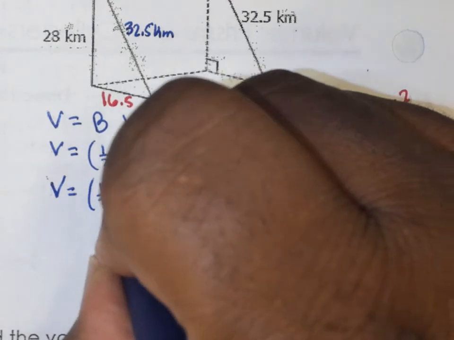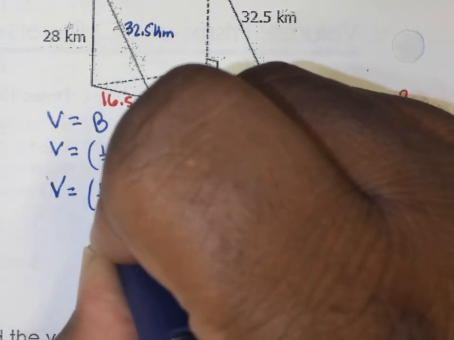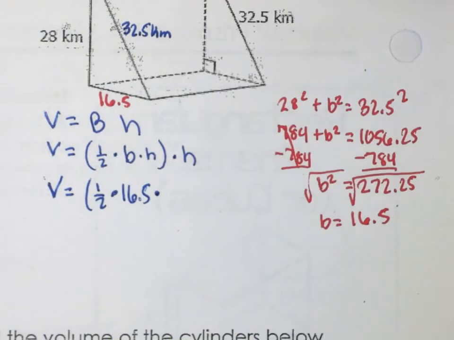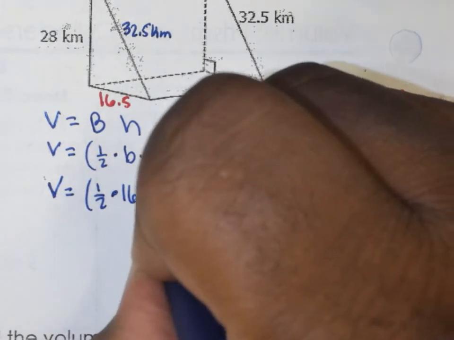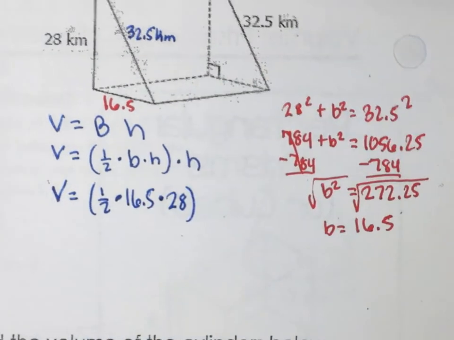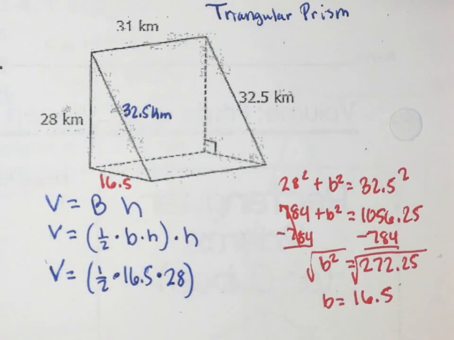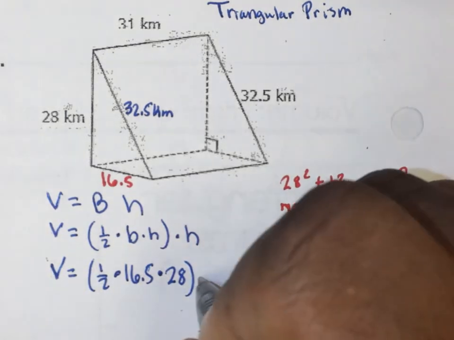Times the base, which is 16.5, times the height, which is 28. And then we need to make sure we get the right height for our prism. What's the height for the prism itself? I'm asking y'all, what's the height for the prism? 31.